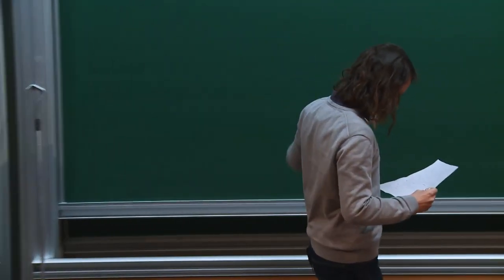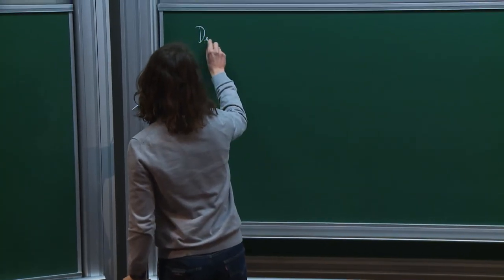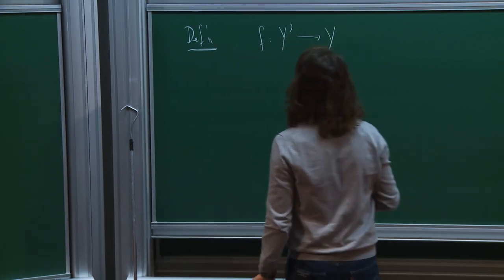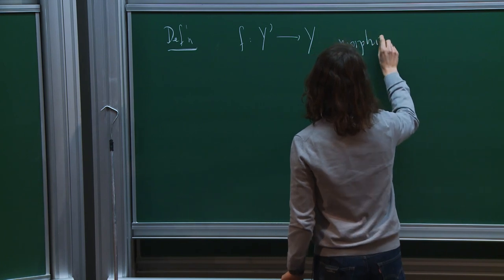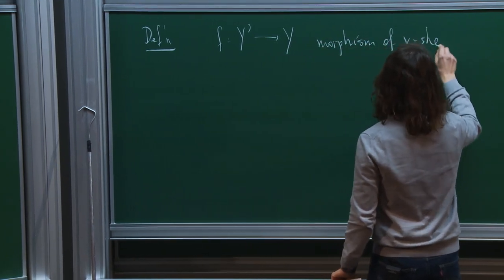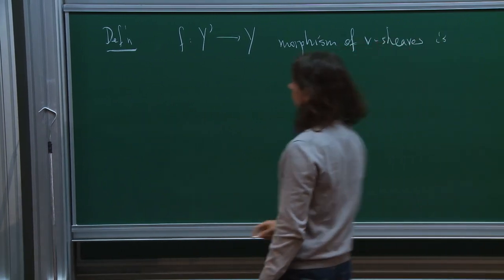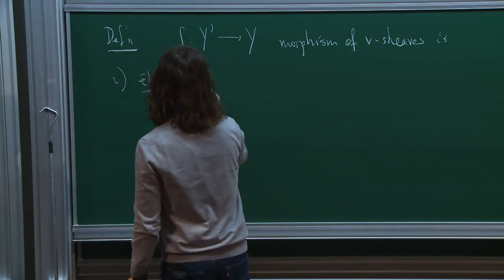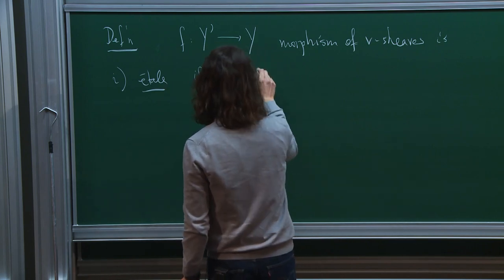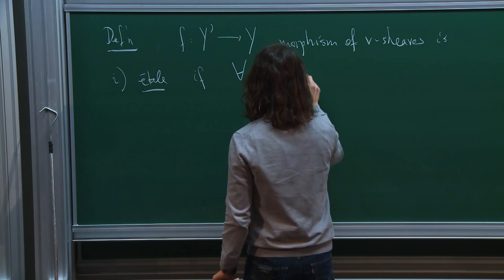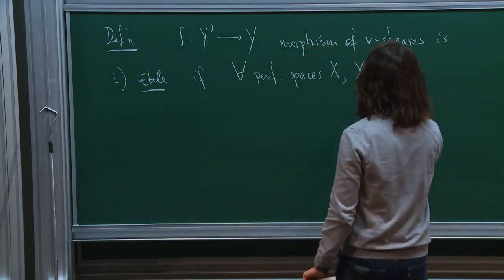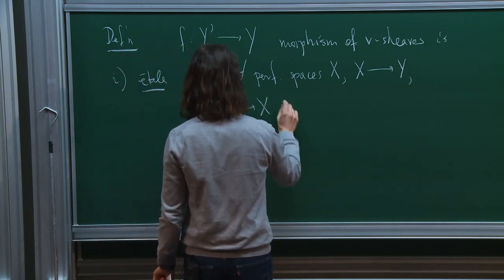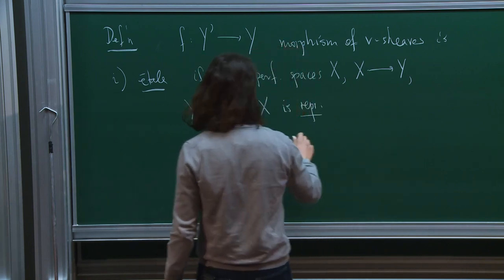All right, and so two other definitions that I want to briefly recall, because they will be important today: a morphism of v-sheaves f: Y' to Y is etale if for all perfectoid spaces X with a map X to Y, the fiber product is representable, meaning the total space is a perfectoid space, and the map is etale.